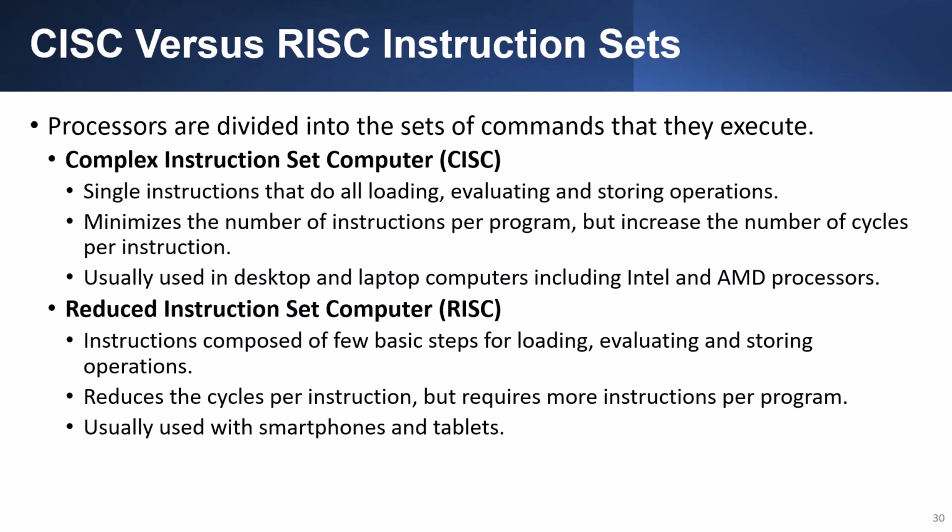Processors are divided into the set of commands that they execute. One type of processor uses CISC commands, while the other processors use RISC commands. CISC is short for Complex Instruction Set Computer, which has a single instruction that does all of the loading, evaluating, and storing operations. While it minimizes the number of instructions per program, it increases the number of cycles per instruction. Intel and AMD processors use CISC.